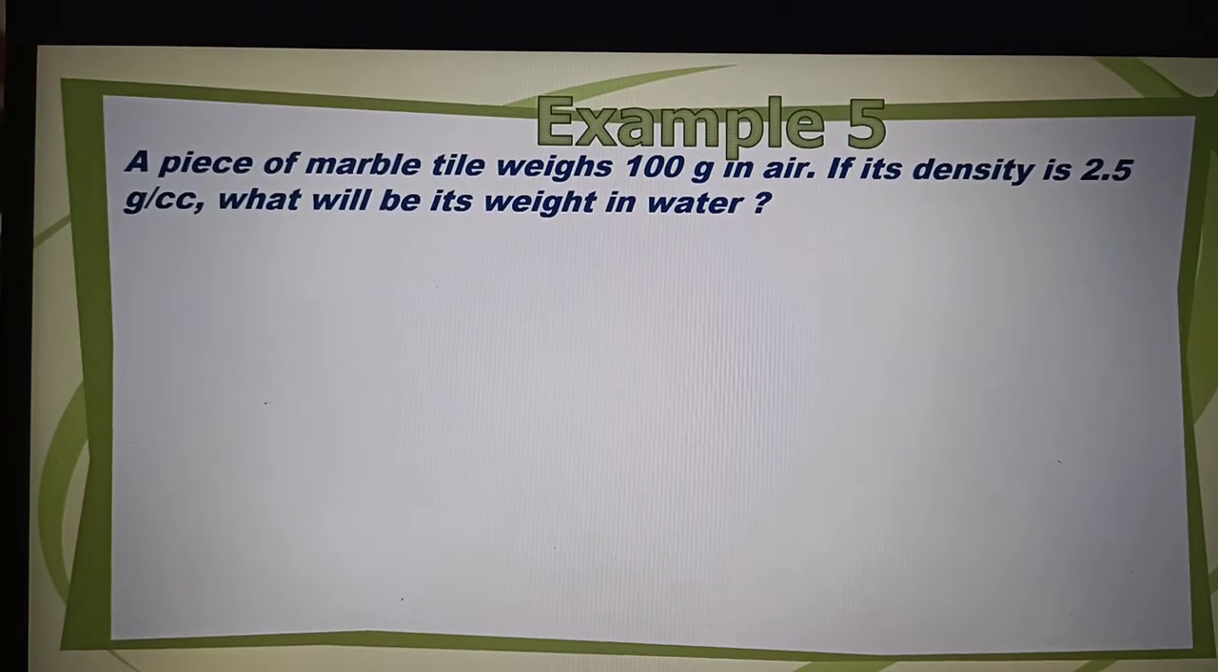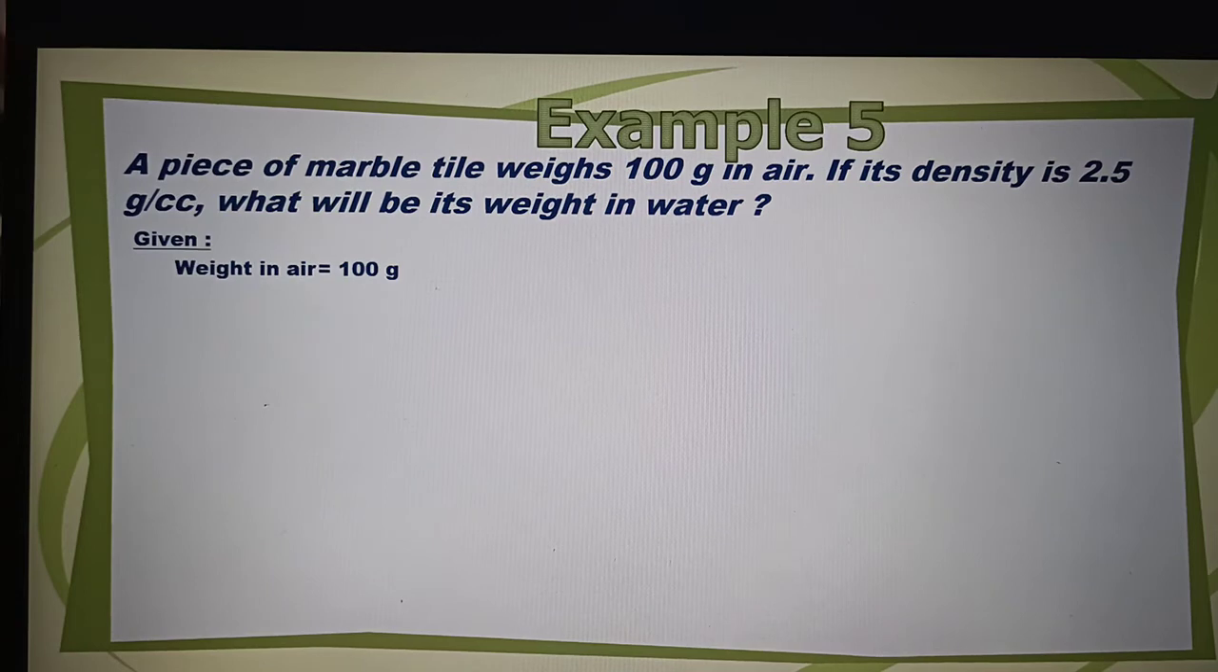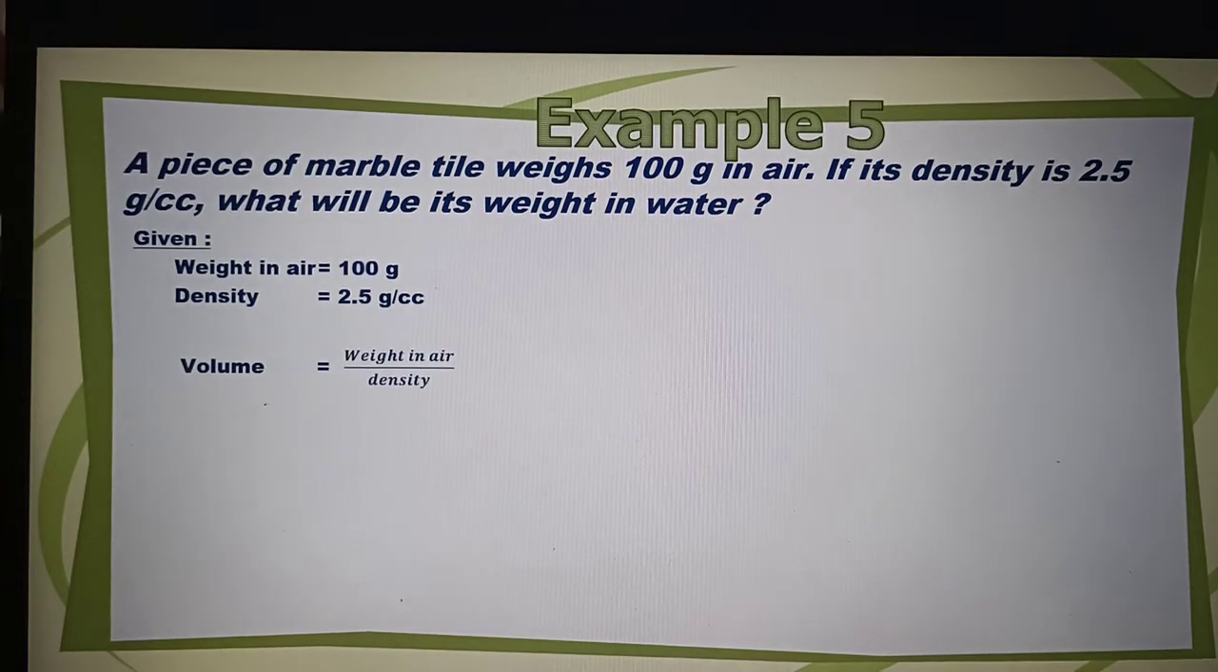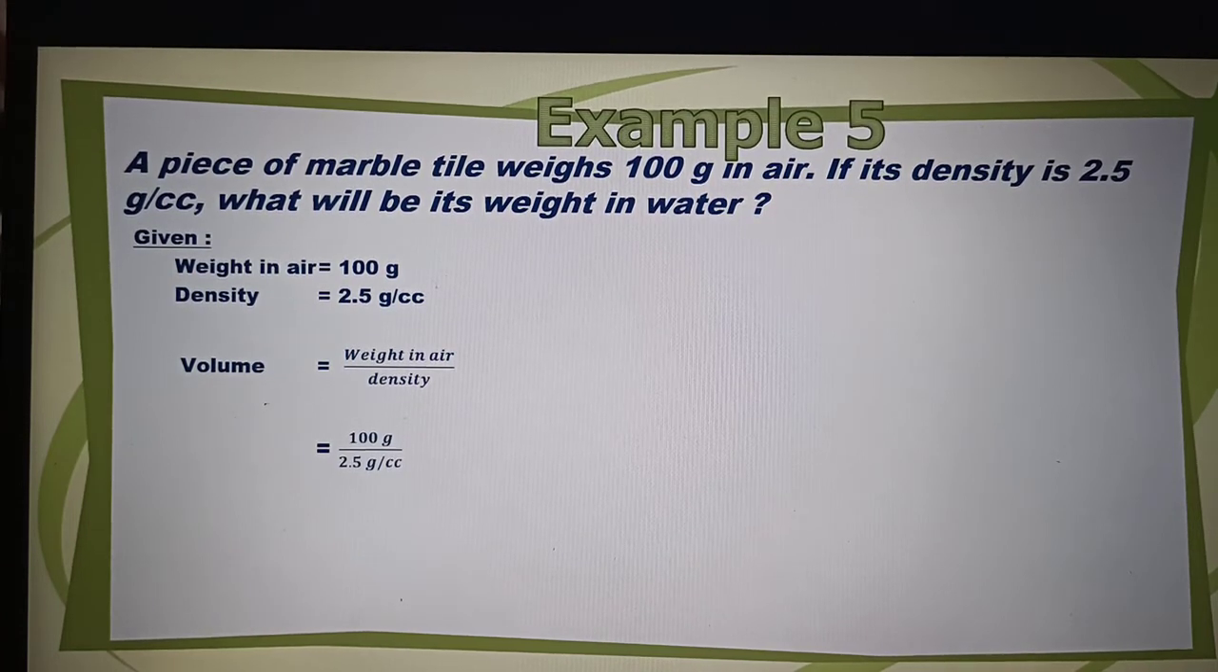Last example is 5. A piece of marble tile weighs 100 gram in air. If its density is 2.5 g per cc, what will be its weight in water? Given weight in air 100 gram. Density is equal to 2.5 g per cc. Volume is equal to weight in air upon density. This is the formula for the volume. Now the value of weight in air is 100 gram. The value of density is 2.5 g per cc.